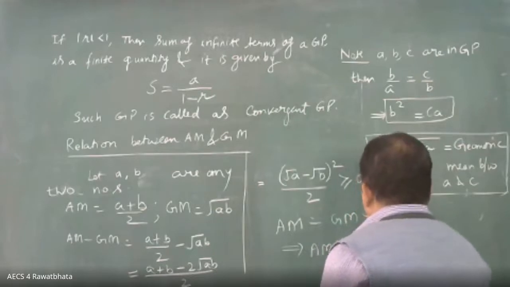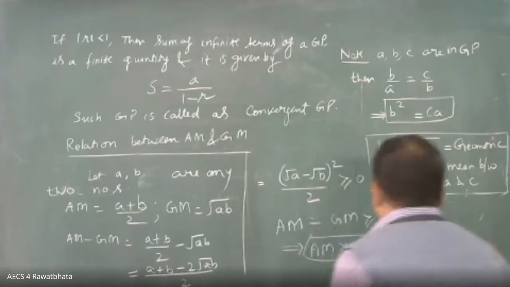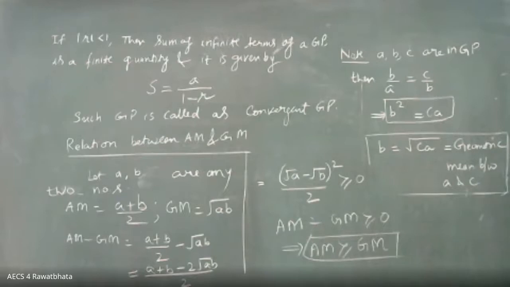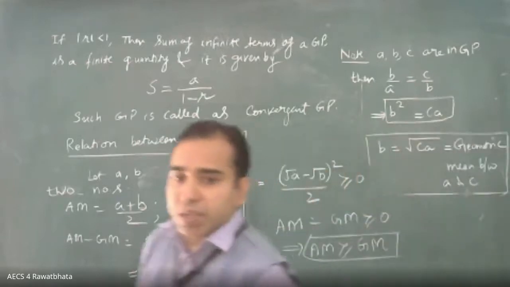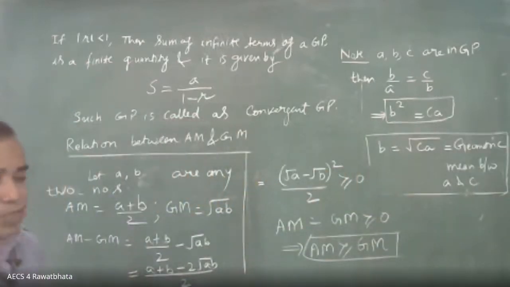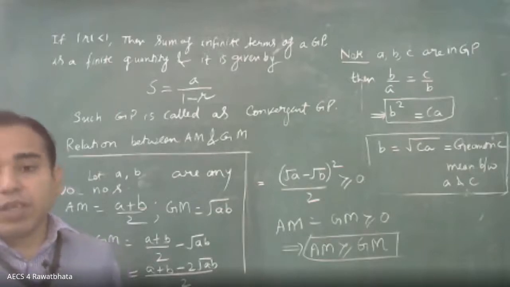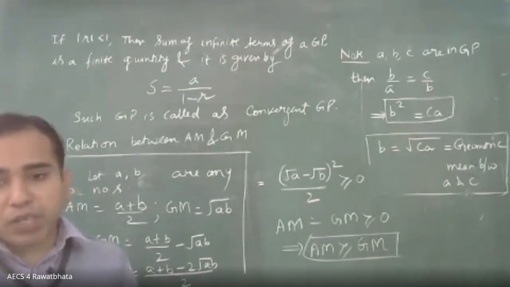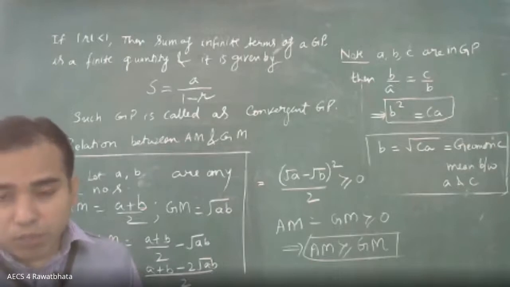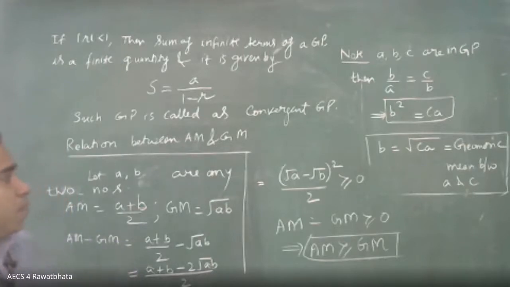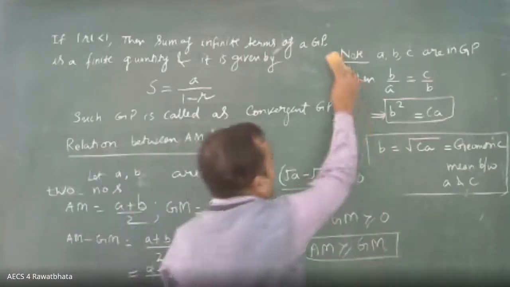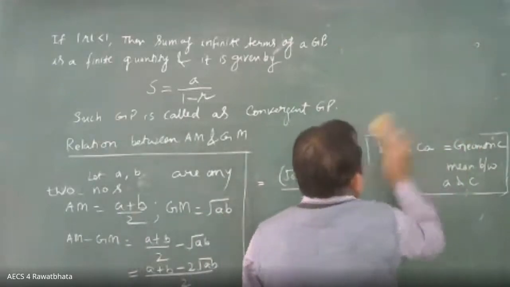So AM is always greater than or equal to GM. This is a very, very popular result known as the AM-GM inequality. Few such results are there which contain inequality. That's why this is a beautiful relation, and it is important for us. We'll keep it, remember. Similarly, there is one more term, harmonic mean.